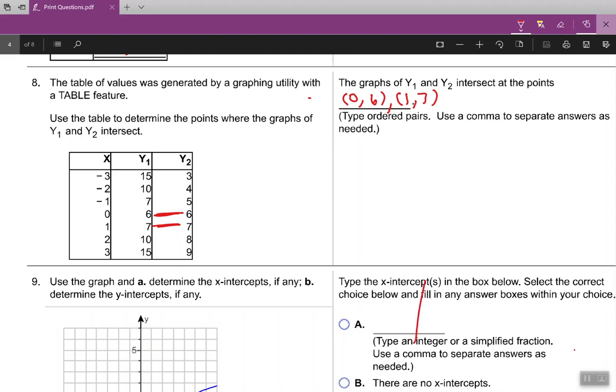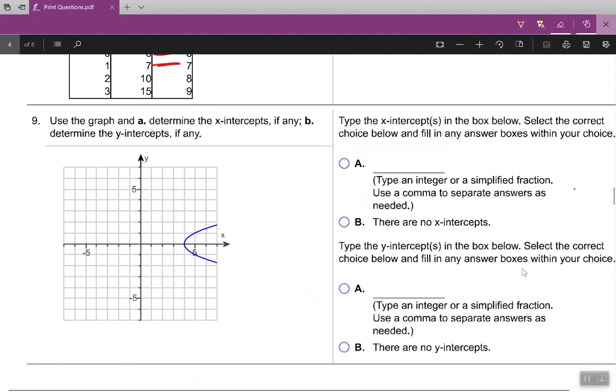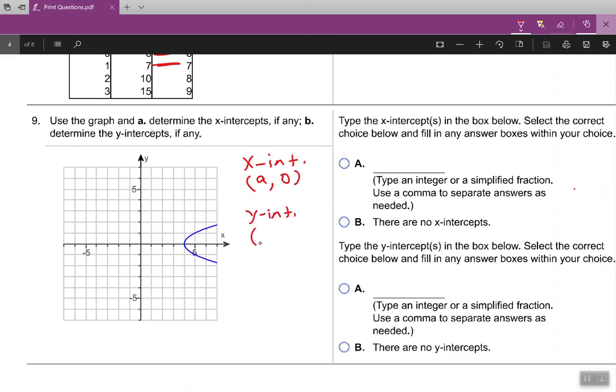Okay, what about x and y intercepts? Well, remember now, your x-intercept always has a y-coordinate of 0, so it's always in the form of (a, b) with a being any real number and b being 0. And your y-intercept is the opposite of that. It always has an x-coordinate of 0, where c is any other number. So the x-intercept is where the graph crosses the x-axis. The y-intercept is where the graph crosses the y-axis.